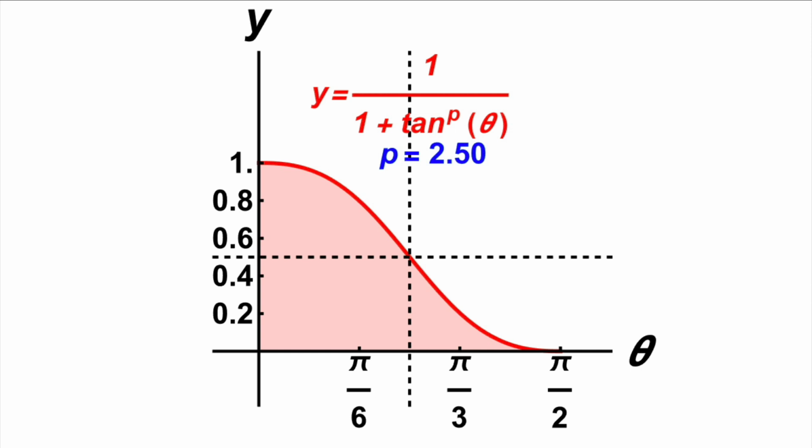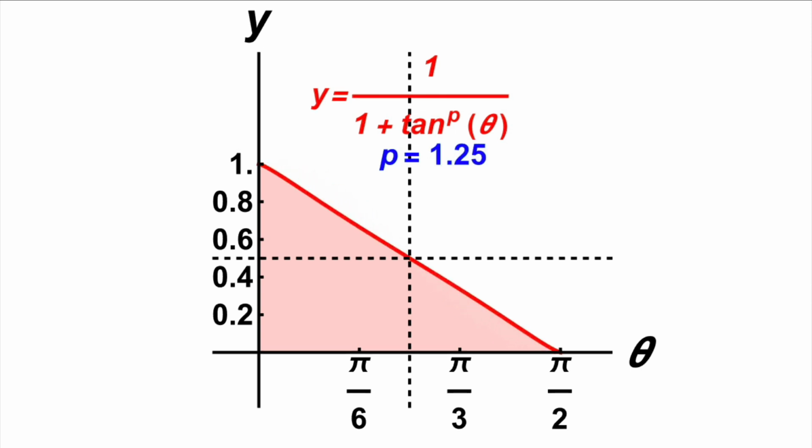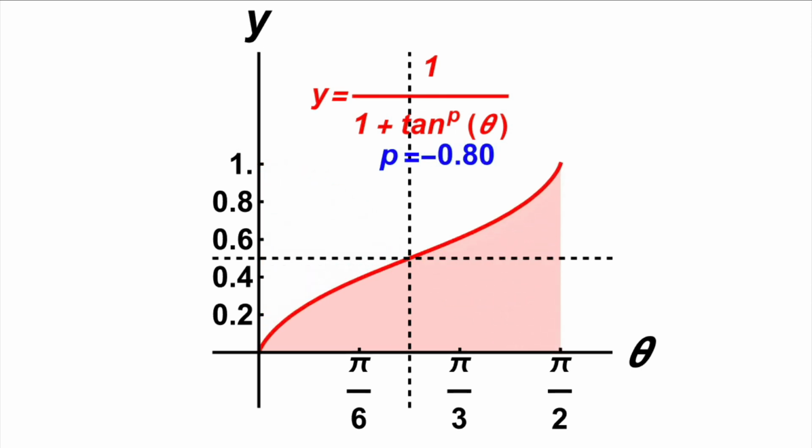Here we see the graph of 1 over 1 plus tangent of theta to the 2.5 power. We can transform it to 1 over 1 plus cotangent of theta to the 2.5 power by reducing the power of tangent down to negative 2.5. In doing so, we see that the original graph gets transformed to the new graph by essentially a reflection across the vertical line at pi over 4. I'll show the animation again.